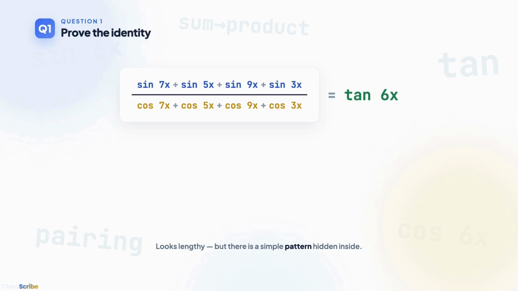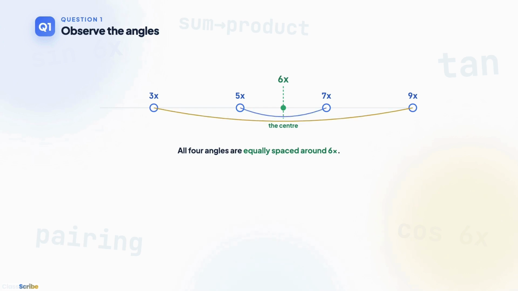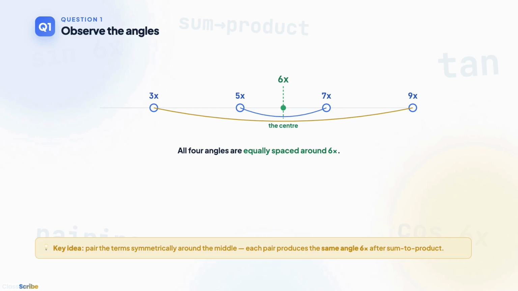Look carefully at the angles. They are 3x, 5x, 7x, and 9x. All of them are equally spaced around 6x. That tells us we should pair the terms around the middle because they will produce the same angle after applying the sum to product identities. This is the key observation that makes the entire problem easy.